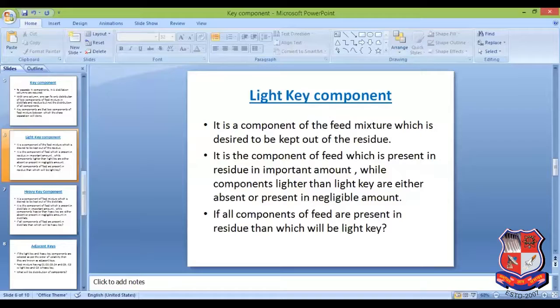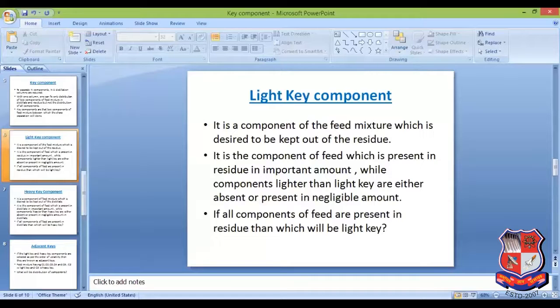So what is the difference over here? The components which are lighter than light key. Lighter than light key means the components which have a lower boiling point than the light key. The components which are lighter than light key are either absent or present in a negligible amount in the residue. Okay. So you understand it?